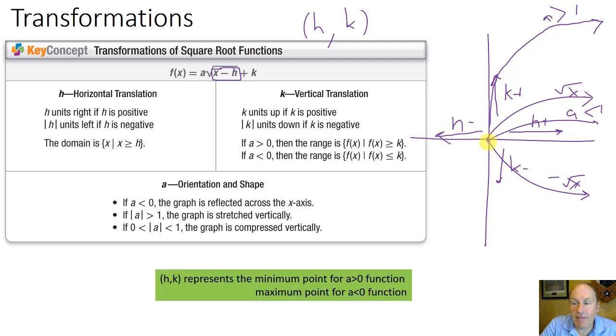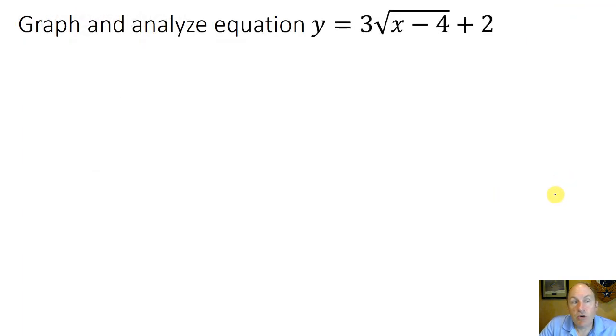Now, that h comma k, it's not a vertex, but it represents either a minimum for an a greater than 0 function or a maximum for an a less than 0 function. Because for a minimum, it's always increasing past that point. For a maximum, it's always decreasing past that point. Let's go ahead and look at graphing and analyzing an equation that involves a square root. So we've got y equals 3 times the square root of x minus 4, plus 2.